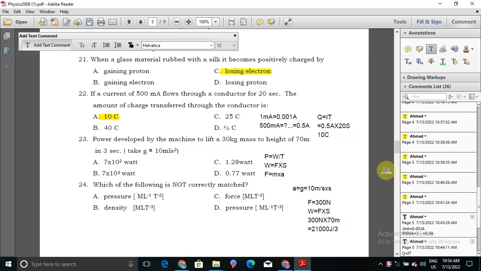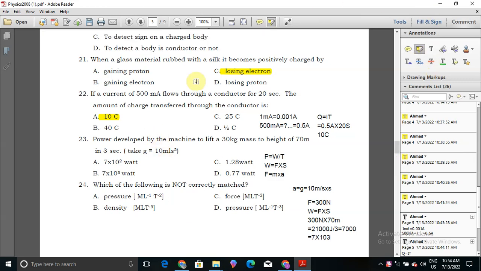Now after dividing them, we will get what? 7,000, right? Or in another form, we can write it 7 times 10 to the power of 3, right? 7 times 10 to the power of 3. So that means the correct choice, or the correct answer for question number 23 is choice B, which is 7 times 10 to the power of 3 watt.